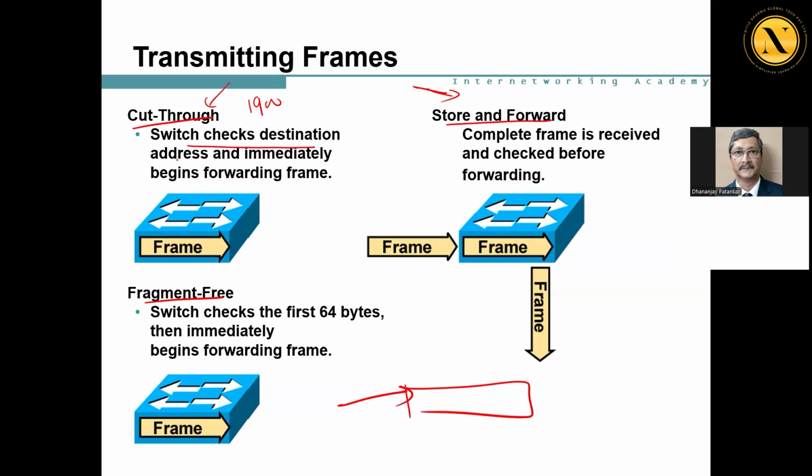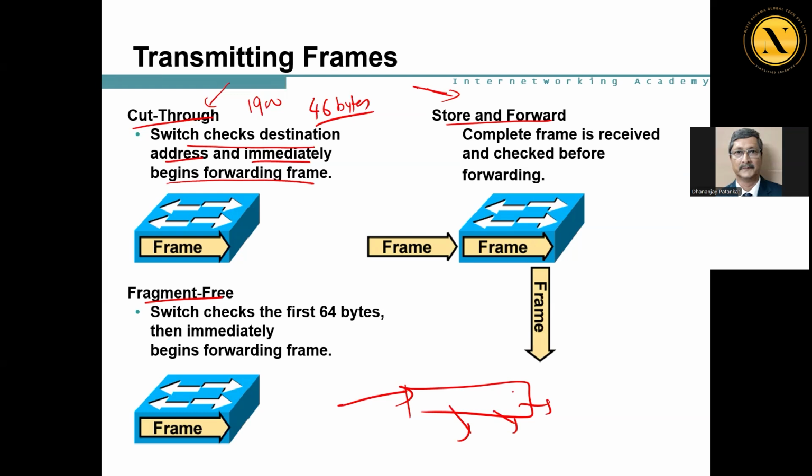The switch checks the destination MAC address, obviously, and immediately begins forwarding the frame. Which means what? Even if there's an error, it will forward. Error or no error, it will forward, right? It's going to check only the first 46 bytes, right? Whether error or no error, it will forward or flood, whatever, right?